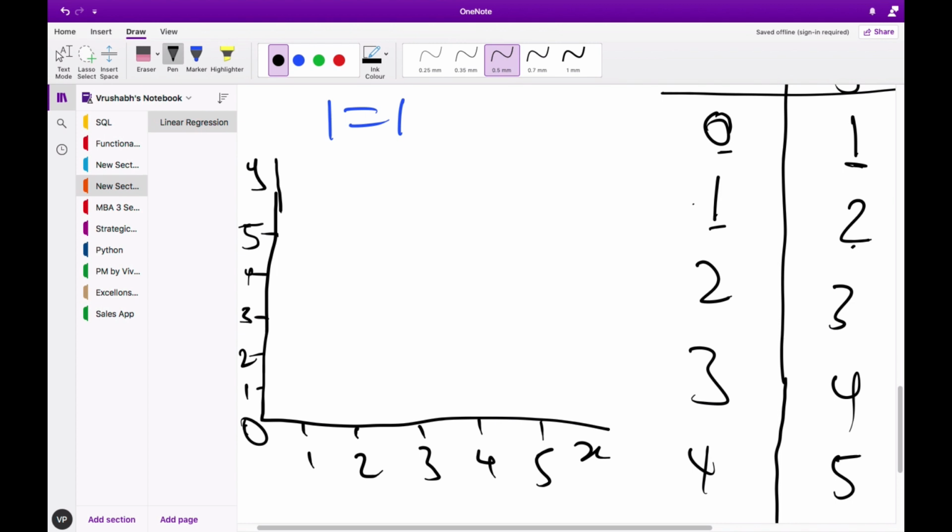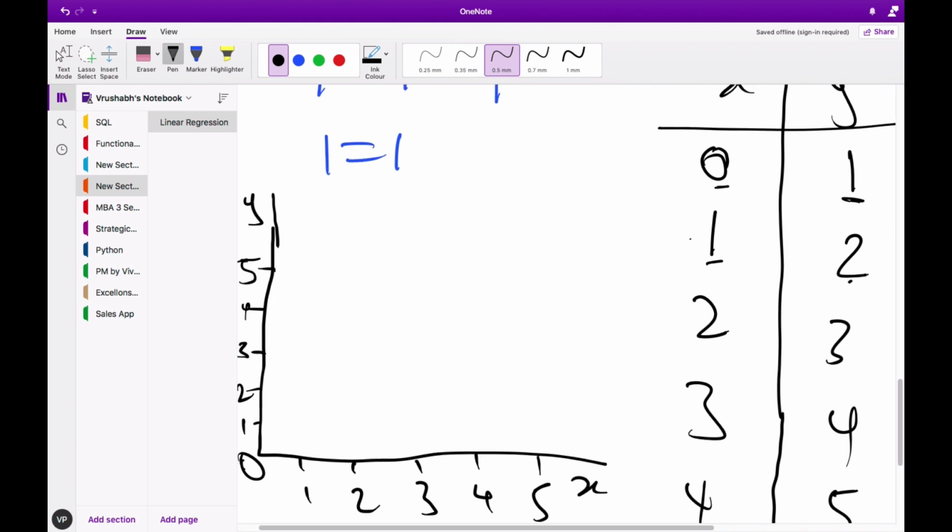Now in this case, if we plot this one, when x is 0, y is 1. Okay, so we're going to have 0 and then 1, so that point is going to lie here. Okay, and when our x is 1, we have our y to be 2. So we have 1 and then 2, which is going to be somewhere here. Okay, when our x is 2, our y is 3, so it's going to be somewhere here. When our x is 3, our y is 4, so it's going to be somewhere here, right? When our x is 4, our y is going to be 5, so it's going to be somewhere here, right? Something like that.